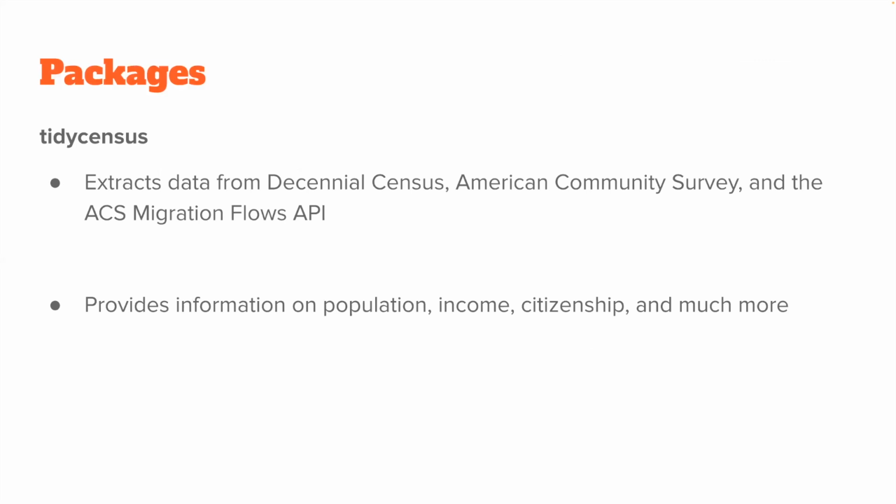Now I'll be discussing some of the packages that I used to create this project. The main package that I used is Tidycensus. Tidycensus is used to extract data from the decennial census, the American Community Survey, and the ACS Migration Flows API. This package provides information on population, income, citizenship, and much more. There are tens of thousands of variables that you can look at using this data.